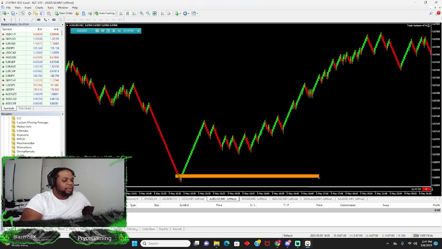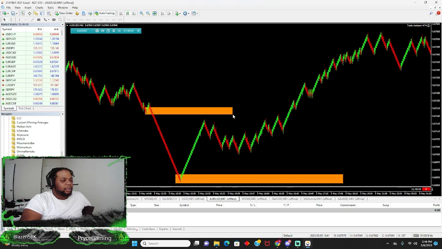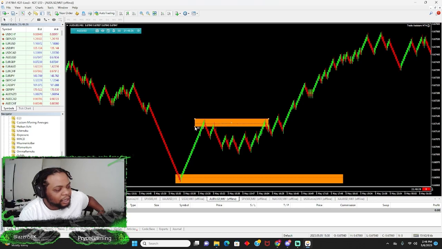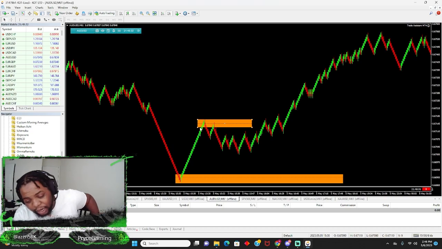Sell, lowest point, swing low. Okay. Buy. This was a sell point. Never came back to here. Cool. So, swing low, swing low. Cool. But now look, it never came back to here, nor never came back to here. So now, swing high. So now look, we got a swing low, we got a swing high.